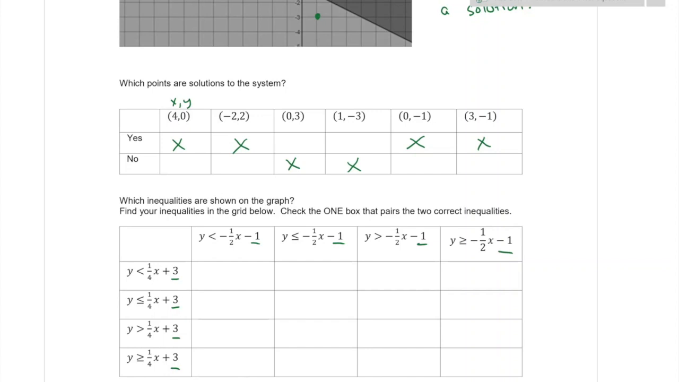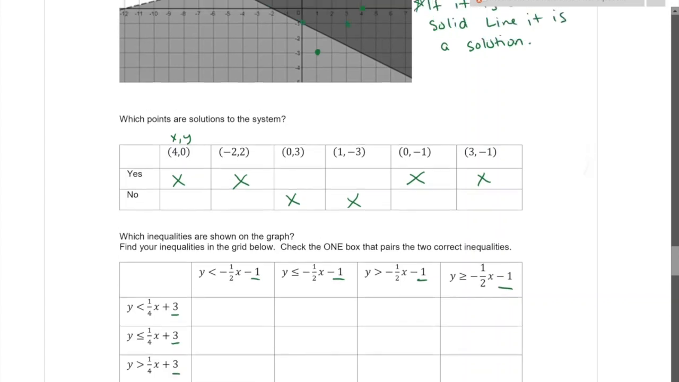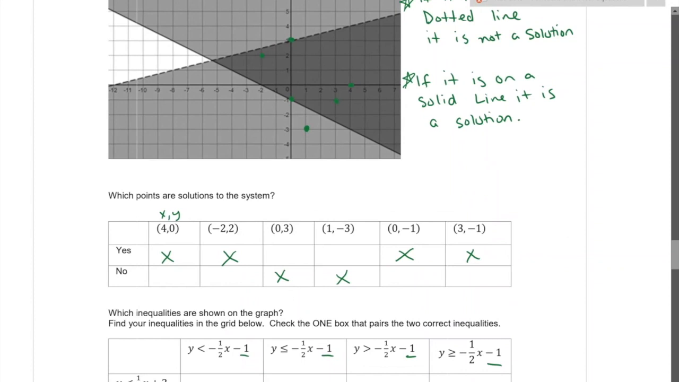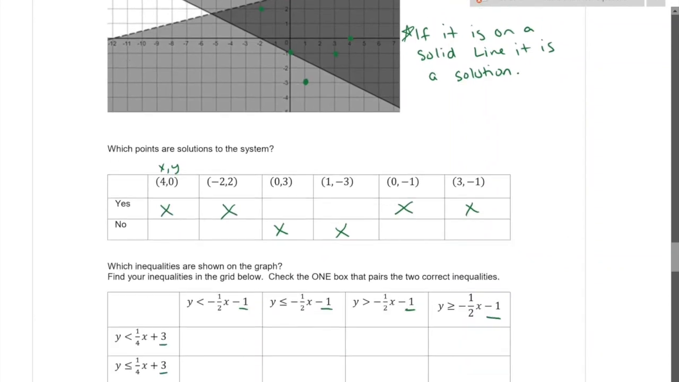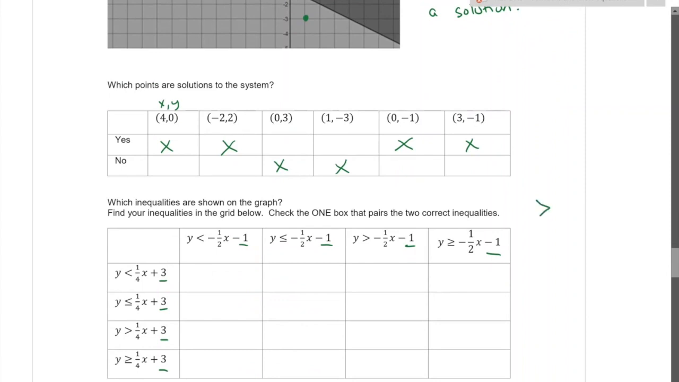So this is where that little worksheet that I gave you comes into play. Okay, so they're all the same formulas. Now we just need to figure out, is it going to be a dotted line or is it going to be a solid? So the dotted line has negative 3 as the y-intercept. And remember, this and this are dotted. This and this are solid.